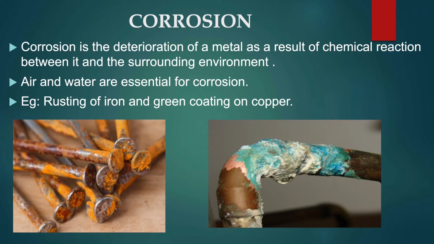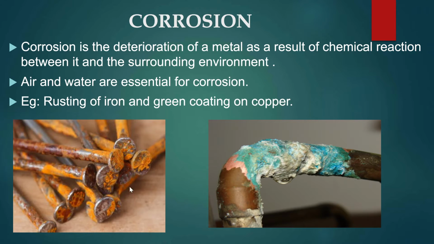Corrosion. What is corrosion? You all would have seen in your daily life, if you have metallic gates, iron gates and all, they get rusted. Okay, so corrosion is the deterioration of a metal as a result of chemical reaction between the metal and the surrounding environment. And air and water are very essential for corrosion, without which corrosion cannot take place. For example, rusting of iron and green coating on copper.